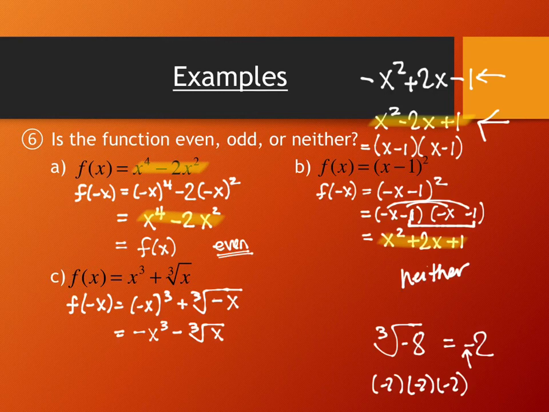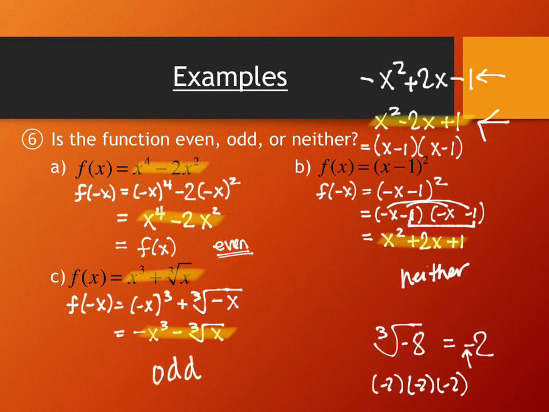So comparing this to where I started, what do you notice about the signs? Somebody said what? They're all opposite. Every single one changed, right? So in our first example where it was even, all the signs stayed the same. My second example where it was neither, some of the signs stayed, some of them changed. My third example here, they all changed. And when they all change, the graph is odd.